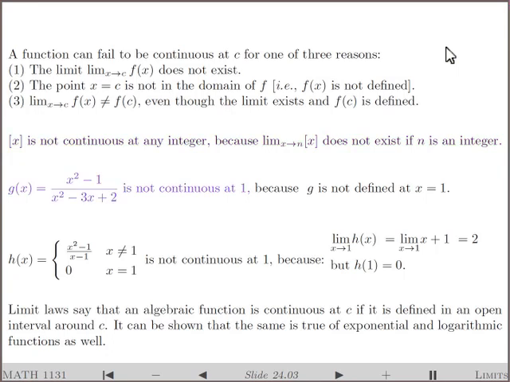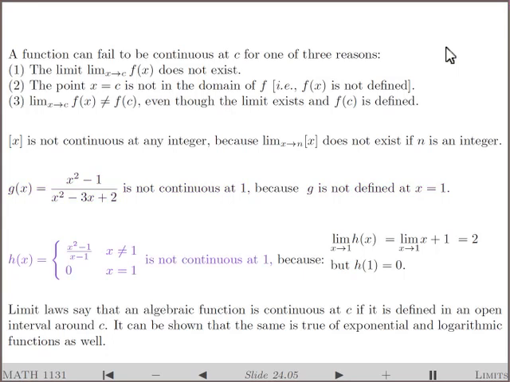Rational functions are not continuous where they are not defined, let's say where the denominator is 0. So for example, the function g of x equals x squared minus 1 over x squared minus 3x plus 2 is not continuous at 1 because 1 is not in its domain. Note that g does have a limit at 1 as you can verify. So if a function is not defined at 1, it cannot be continuous at 1.